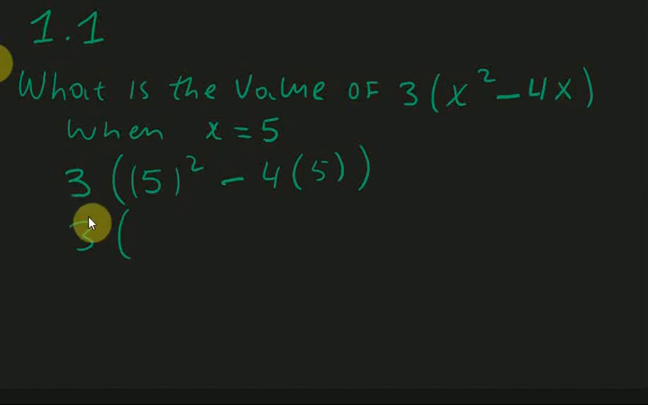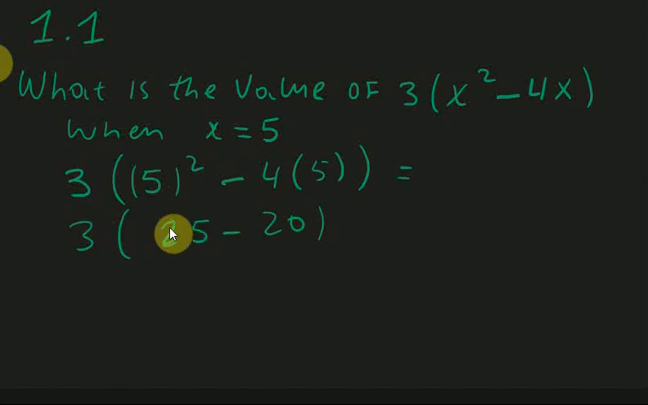So 3 goes here, and where you see x, put 5 there. Square it because the x here is squared. So 5 squared minus 4 times x, which is 5, so 4 times 5. Now you have to work inside the parentheses first. So what are we gonna get? We're gonna get 5 squared equal to 25, minus 4 times 5, 20. And then you close the parentheses.